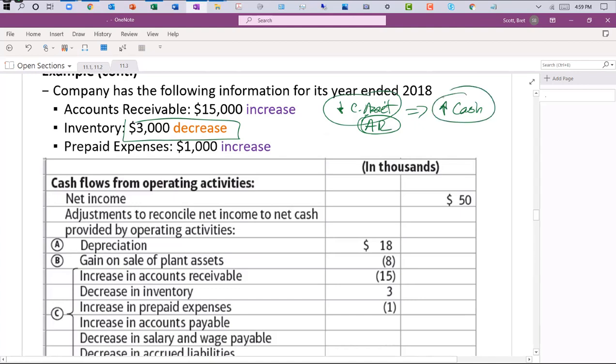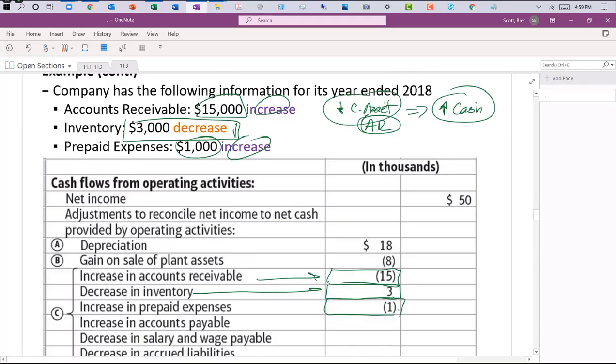I'm just following the rule here. I'm not trying to analyze the specific accounts. I'm just trying to follow the rule. This went down, therefore, throw it in as a positive number. So go down to inventory and throw it in as the change is a positive 3. Just follow the rule. If I see the opposite, do the opposite. This change was 15,000. This change was 1,000. Pop those in as negative numbers.